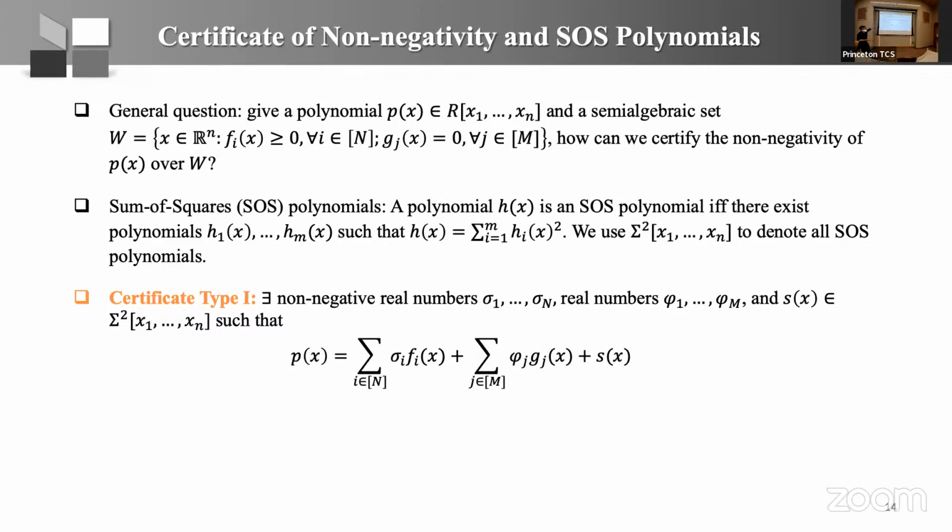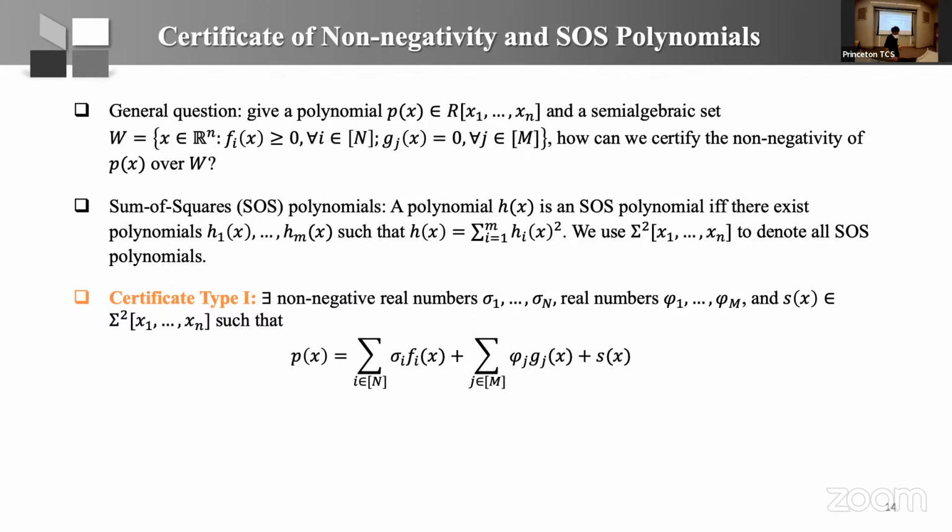So here's one easy certificate you can provide, which is to say, hey, I'm going to be able to write P(x) in this form: some non-negative real numbers multiplied by some of the positive constraints, plus some arbitrary linear combination of the constraints that equals 0, plus a sum of squares. Okay, if I can find such a certificate, I also prove to you P(x) has to be non-negative. Okay, and by the way, this is what I show you in the proof.